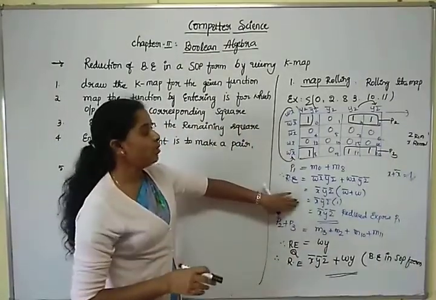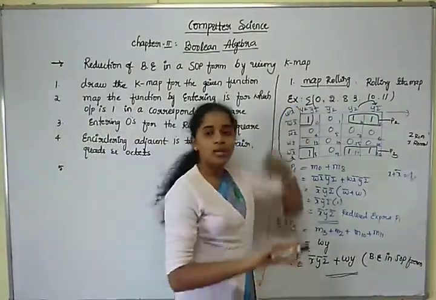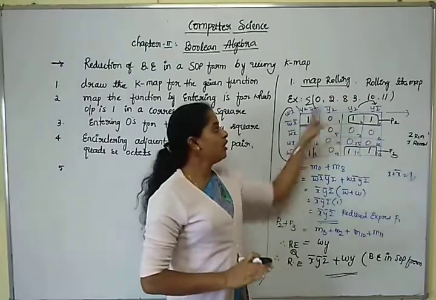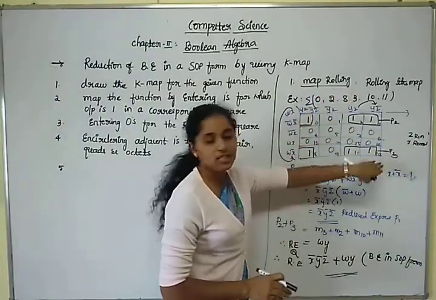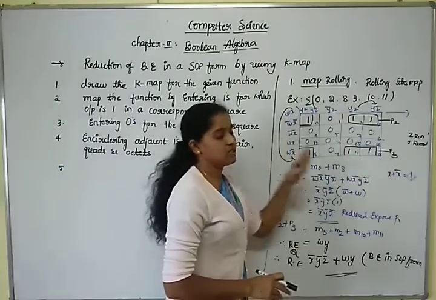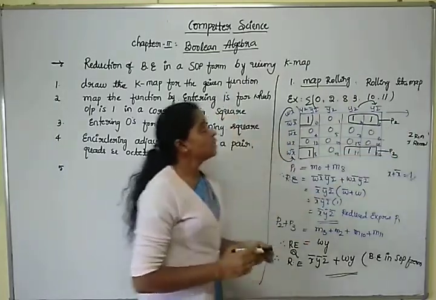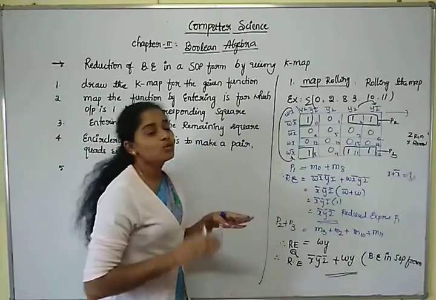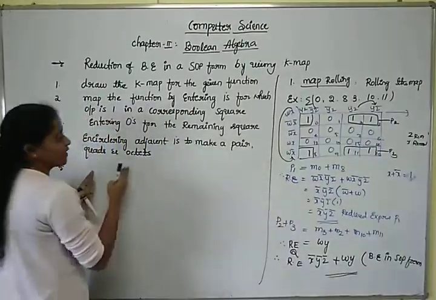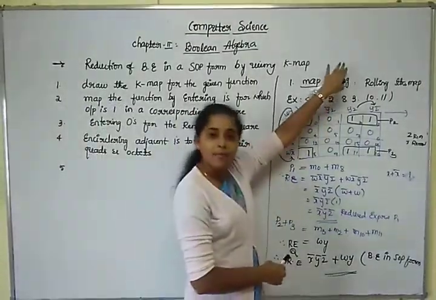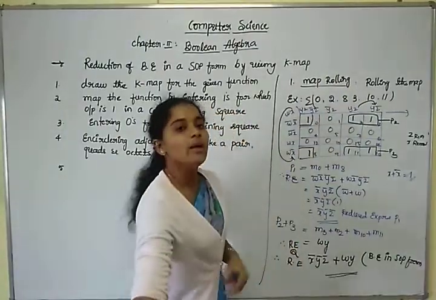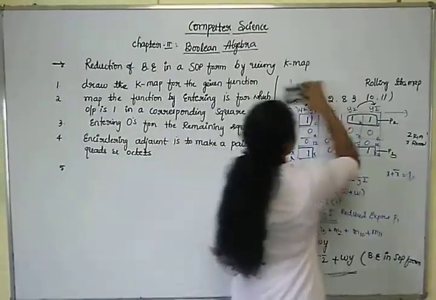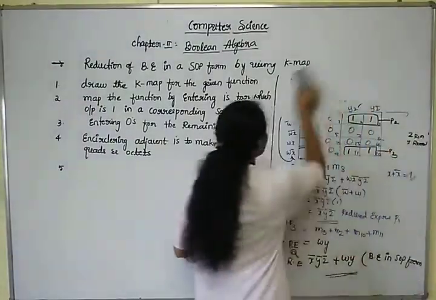So this is about map rolling. In map rolling, while rolling the map, all the edges touch each other: the top edges touch the bottom and the left edges touch the right. So this is about the map. While making pairs, quads and octets, the map must be rolled. Now the second thing is overlapping.